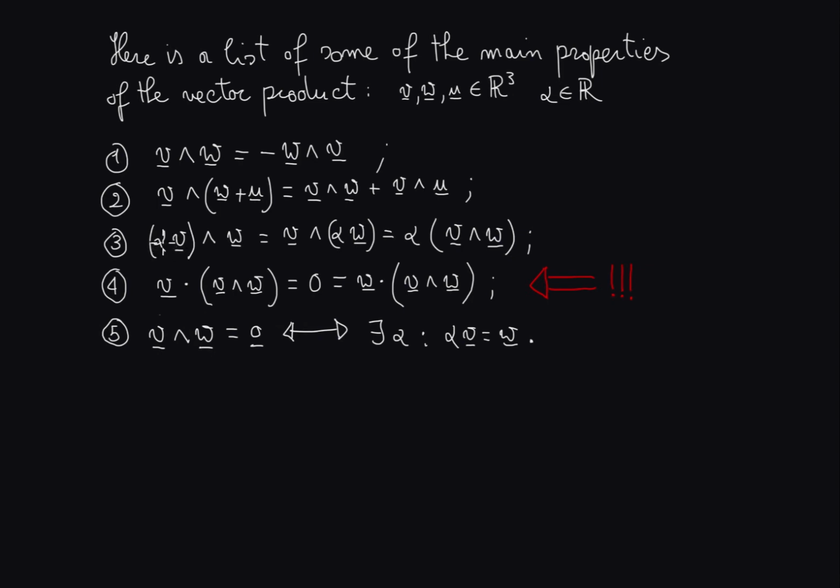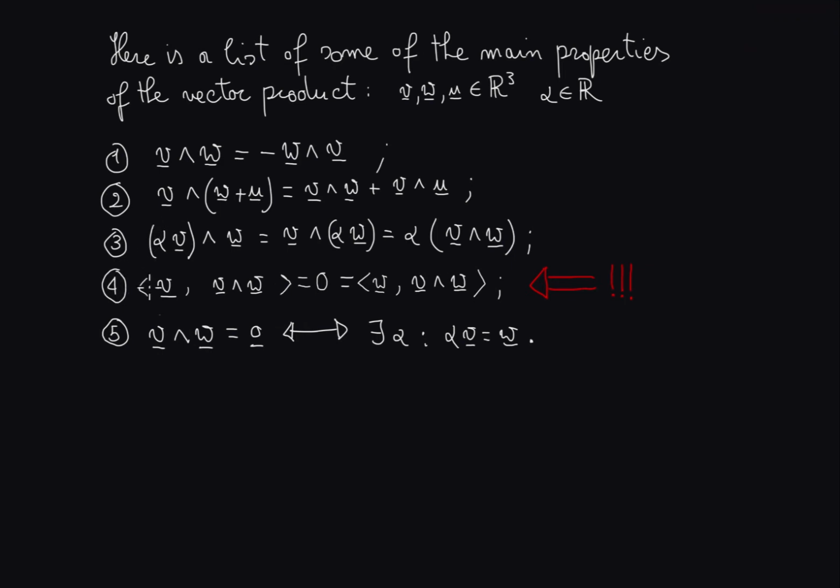We have the first factor is alpha times v vector w. This equals the same vector product where alpha multiplies w instead of v, and also both of them are equal to alpha that multiplies the result of v vector w.